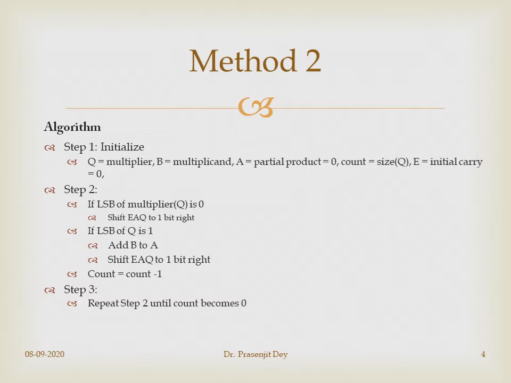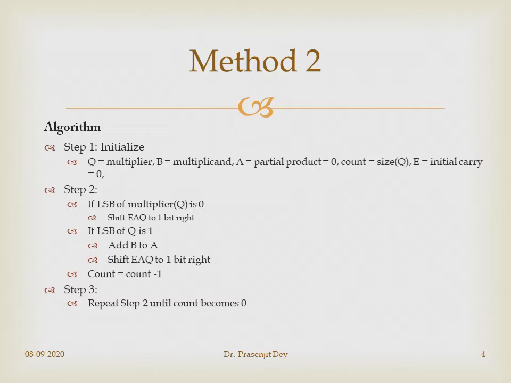But if the LSB of the multiplier is 1, in that case we add the multiplicand B to A, and after that we shift the EAQ 1 bit right, and we decrement the counter by 1, and we keep repeating this until the counter becomes 0. When the counter becomes 0, the EAQ register stores the final product.